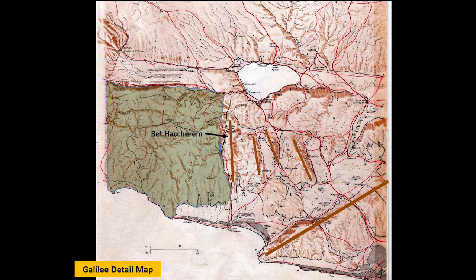The next one coming south is Bet Netophah. On the Bet Netophah Ridge, you'll see cities like Jotapata. That's where Josephus was caught. And you see a site that's for Cana. That's where Jesus turned the water into wine.